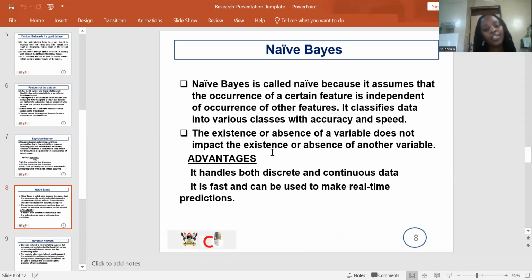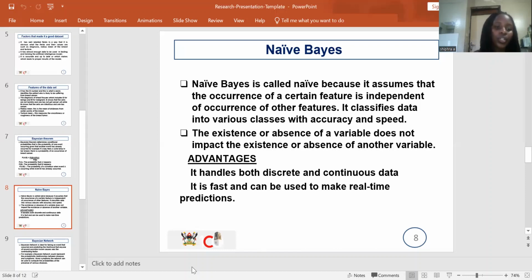So now we have the advantages of this. It is called naive because it implies that all features are independent of other features. The advantages: it handles both discrete and continuous data. It is fast and can be used to make real-time predictions.